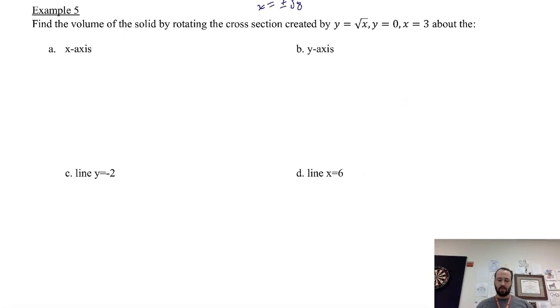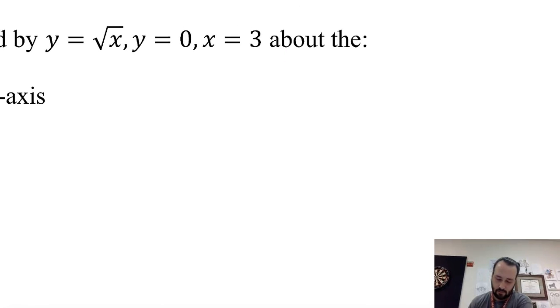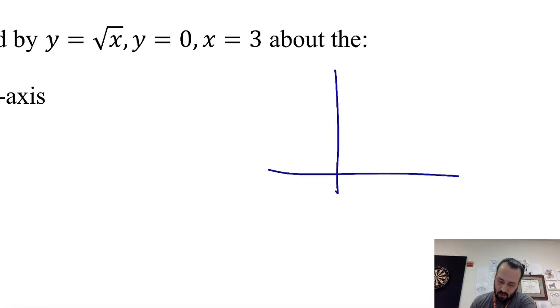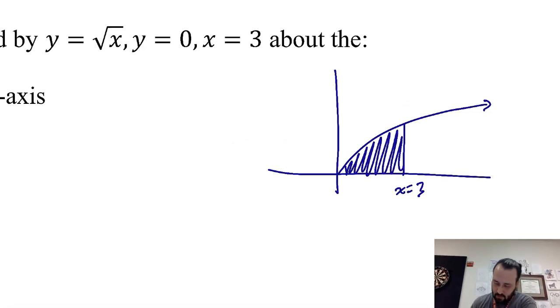Last one we're going to be getting into, because really a lot of this stuff is just the same thing over and over and over. So let's see. The volume of the solid by rotating root x, y equals 0, and x equals 3. So I'm going to draw it off to the side here. So y equals root x, x equals 3, and y equals 0 is just that line, so I'm talking about this region right here.